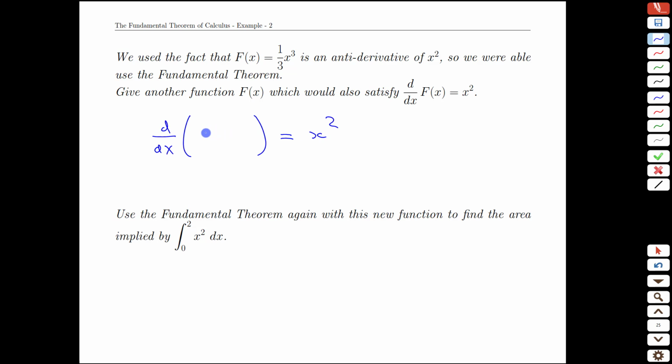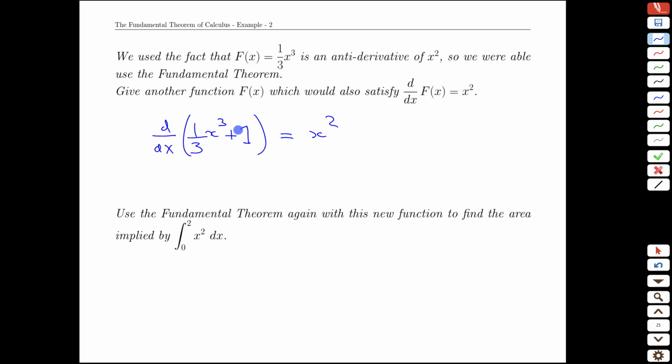Is there anything else? Other x cubes? Well, if I just have x cubed, I'm going to get a 3 out front. I really need that 1/3. There's no question that somehow 1/3 x cubed is going to be our building block if our goal is to get x squared after we differentiate. But then we think, well, what if I added 1 to that? That would still give me x squared after I differentiate, because the derivative of something added on the end would just be adding 0.